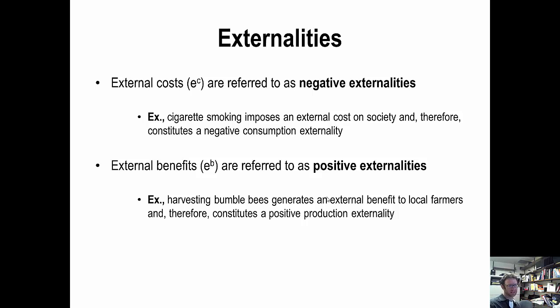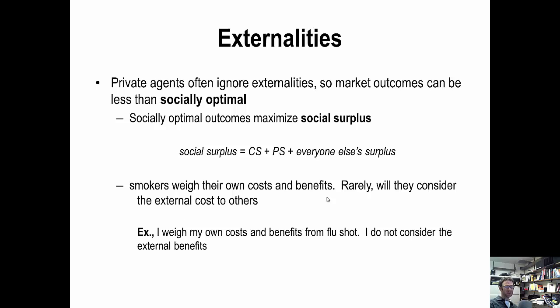For our purposes in this class, we'll just be referring to external costs and external benefits, not making any distinction between consumption externalities or production externalities or negative externalities or positive externalities. Now, what makes externalities interesting and what gives rise to the potential for market failure is that private agents, those who are actually in charge of making economic decisions, buyers and sellers, rarely fully account for costs and benefits that they impose on others. Okay?